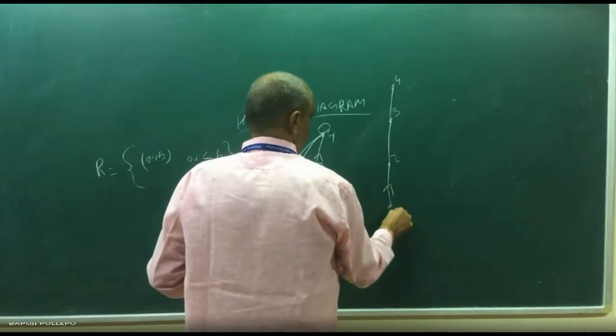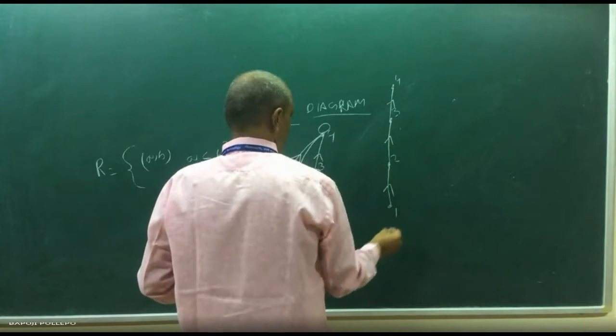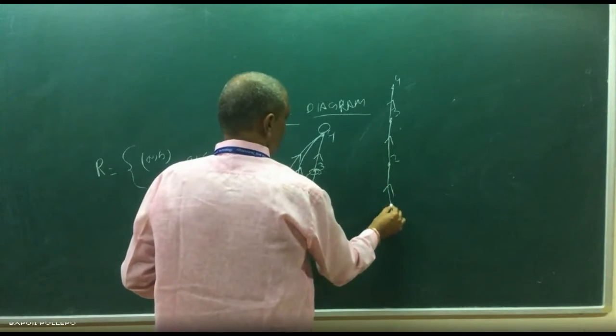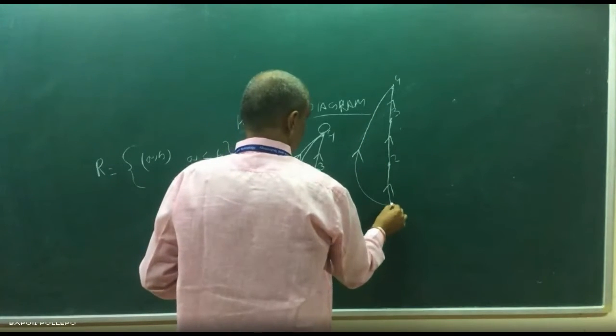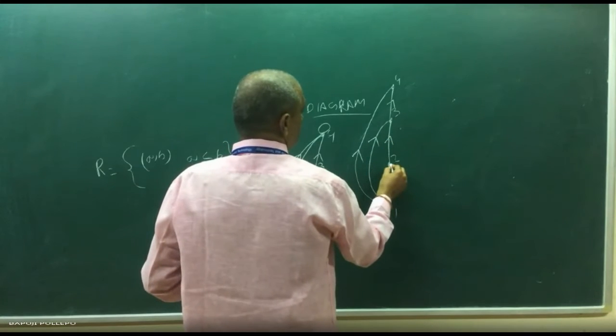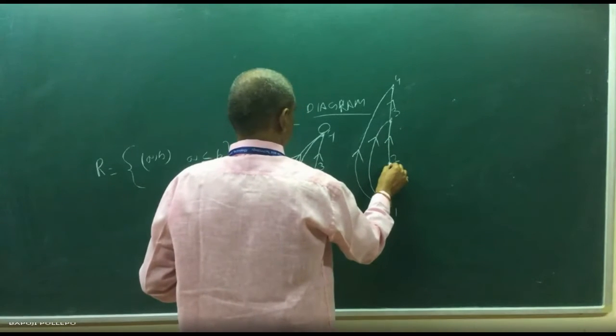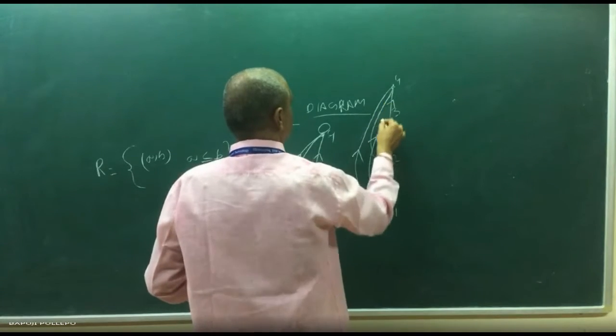2 less than or equal to 3, 3 less than or equal to 4. Now I am omitting the loops. Now next what you are checking: 1 is less than or equal to 4, satisfying. Then 1 is less than or equal to 3, satisfying. Then 2 is also less than or equal to 4, 2 less than or equal to 3, then 2 less than or equal to 4.